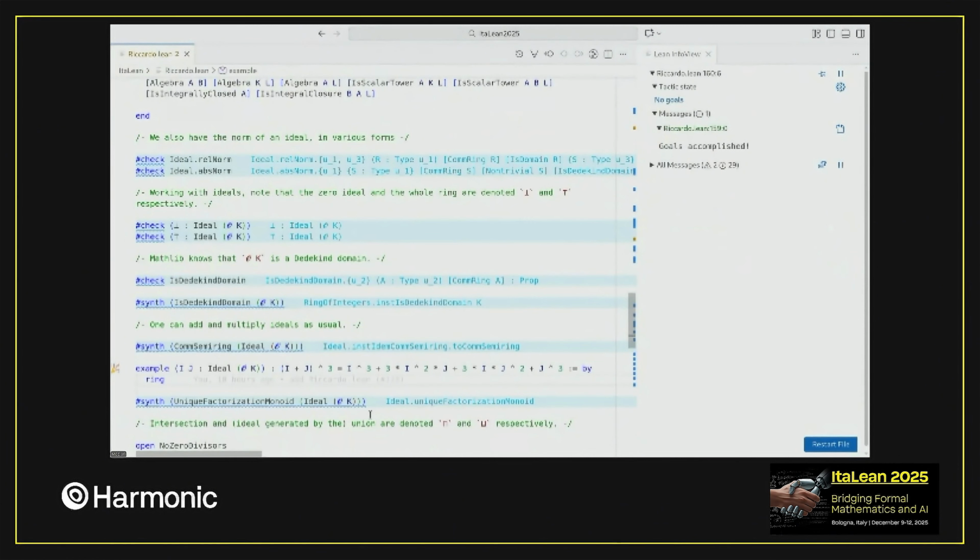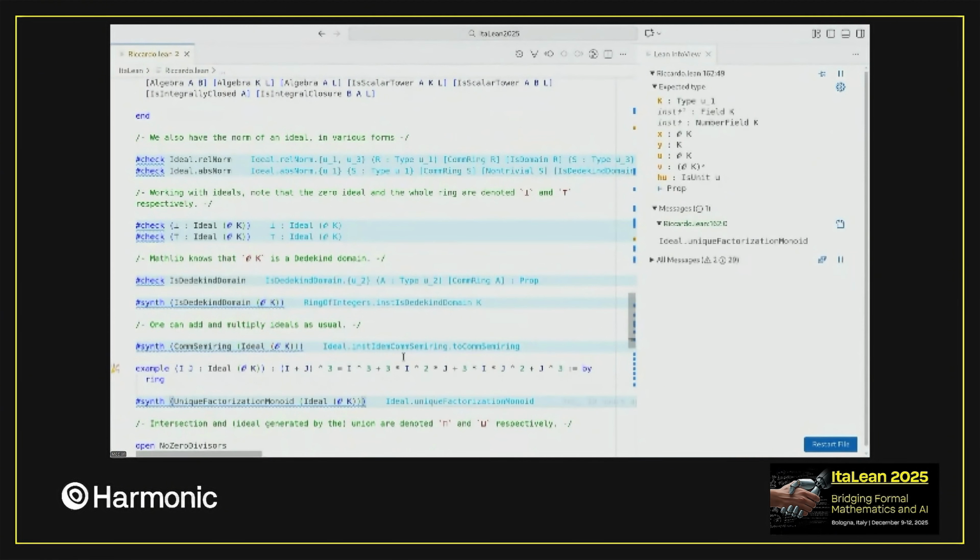And now Mathlib has a notion of being a unique factorization domain that works for any semiring. It actually works for any monoid. So the actual name is UniqueFactorizationMonoid. And you see that Lean knows that the set of ideals of a Dedekind domain is a unique factorization monoid.